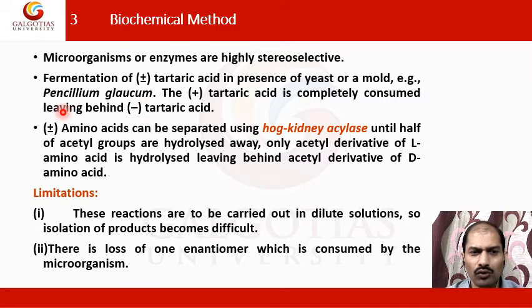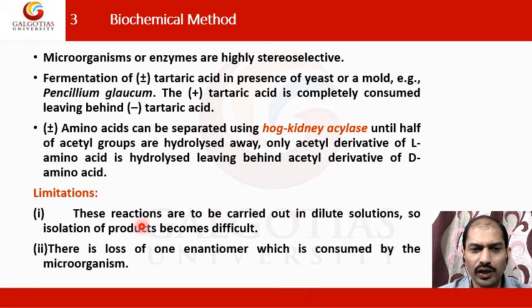In the case of fermentation of plus-minus tartaric acid in the presence of yeast or a mold like Penicillium glaucum, plus tartaric acid is completely consumed, leaving behind minus tartaric acid. So one enantiomer is segregated over the other. Plus-minus amino acid can also be segregated by hydrolysis: the acetyl groups are hydrolyzed away, and only the acetyl derivative of the L amino acid will be left behind.